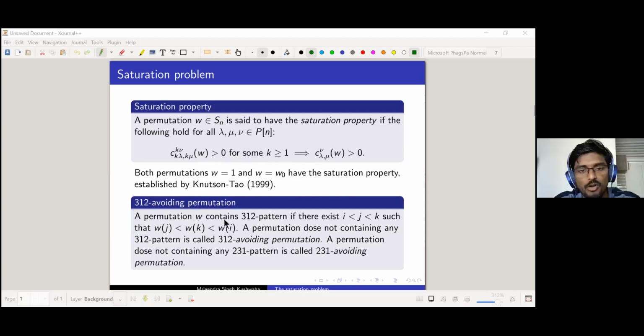A permutation W contains a 3-1-2 pattern if there exist i less than j less than k such that W of j is less than W of k is less than W of i. And a permutation that does not contain any 3-1-2 pattern is called a 3-1-2 avoiding permutation. And similarly, we can define a 2-3-1 avoiding permutation.